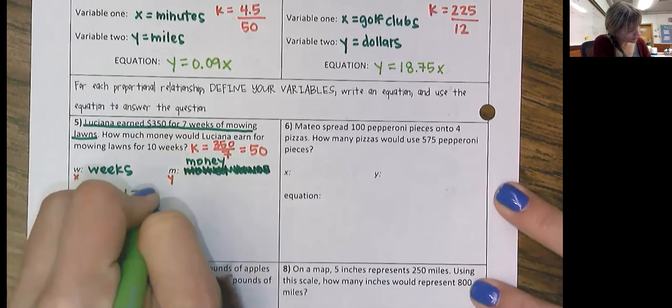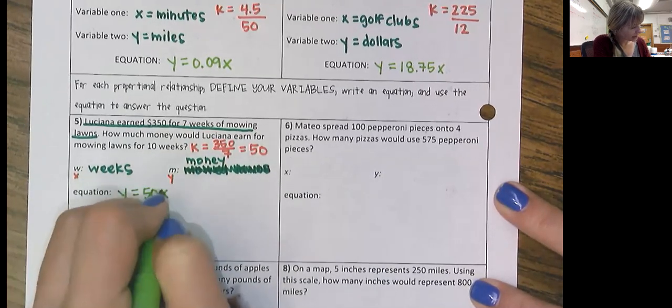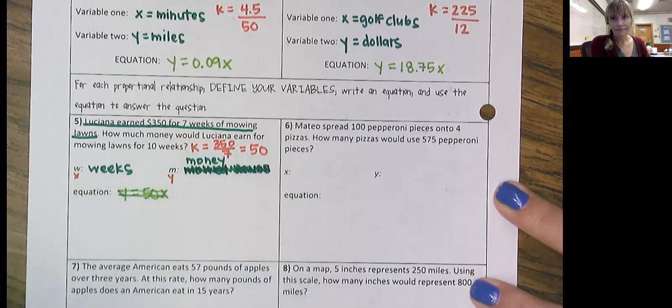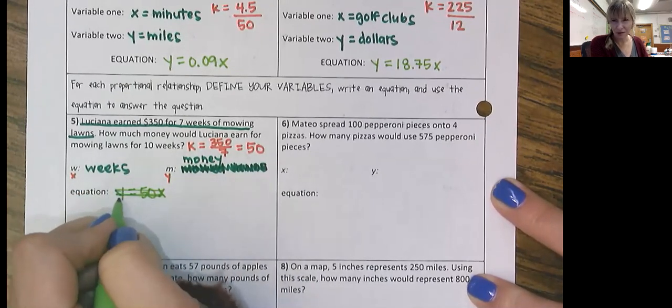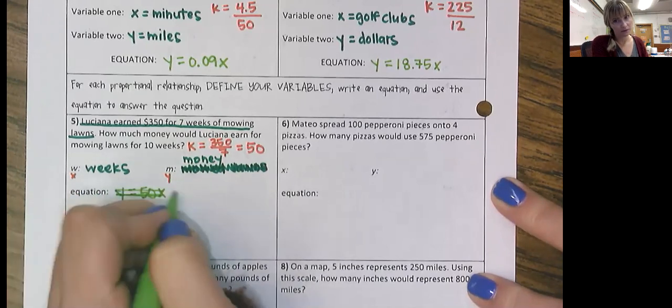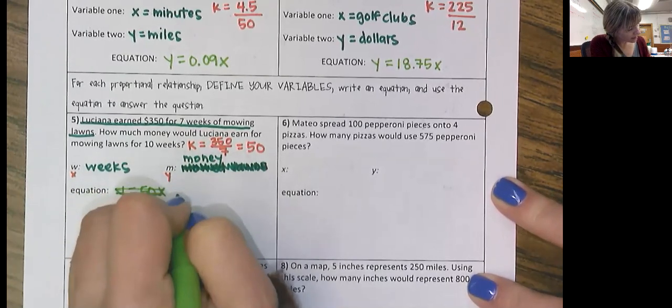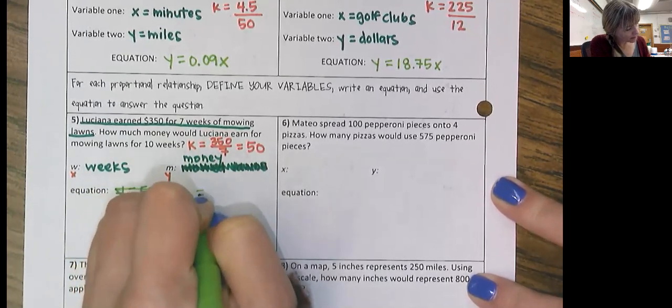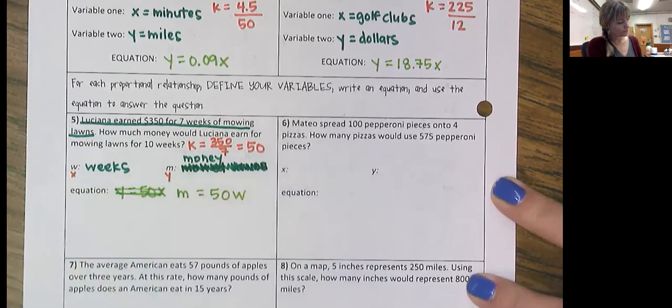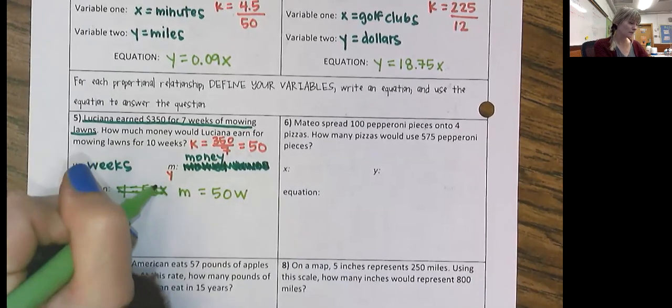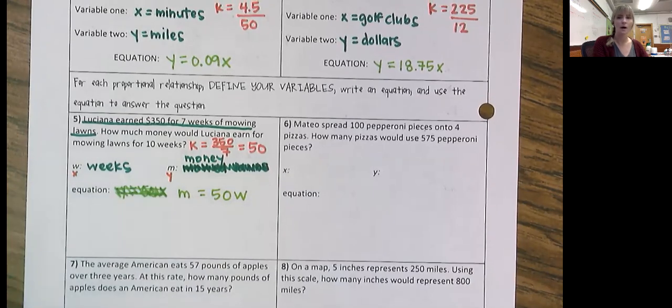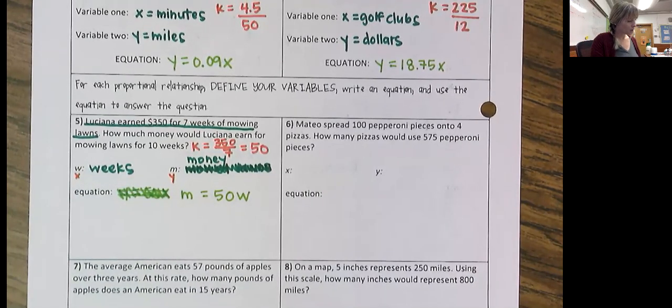y equals 50x. Oh, just kidding. I shouldn't write that either, right? How come I shouldn't write that? Because they redefined the variables. So instead of y equals 50x, I should write m equals 50w. So I don't actually know how many lawns she mowed. I just know how much money she made and how many weeks she did it for. Okay, she did enough to earn about $50 per week.